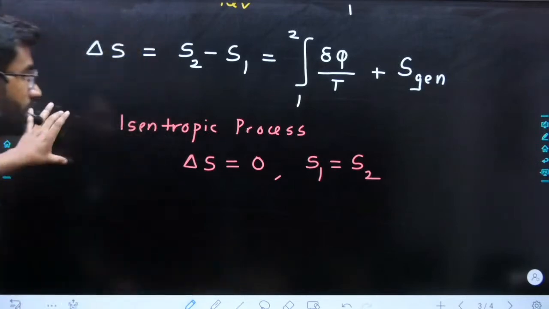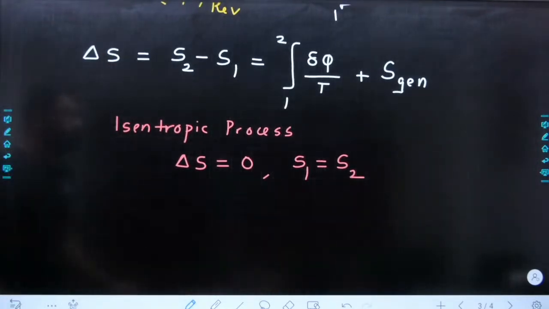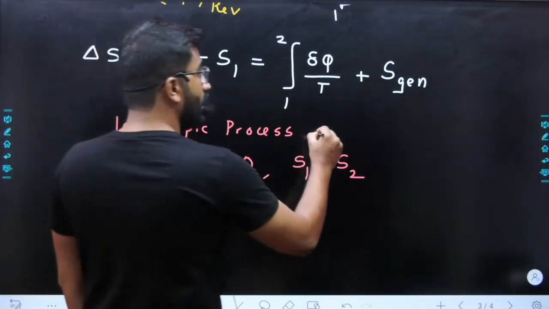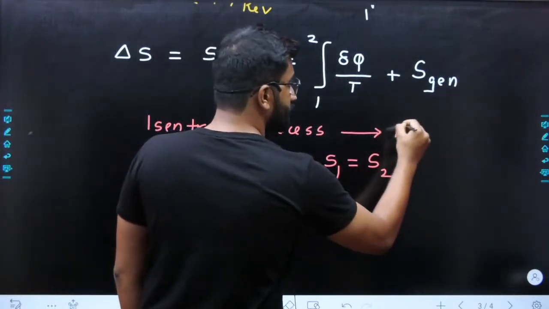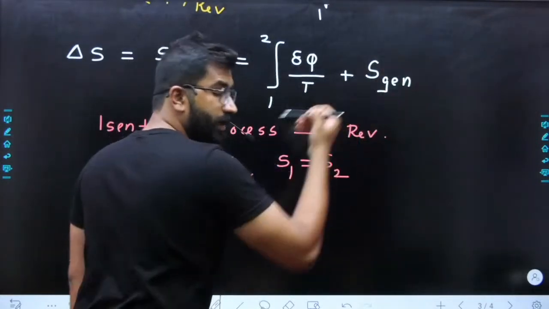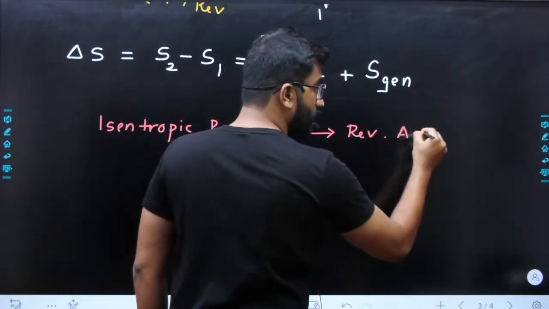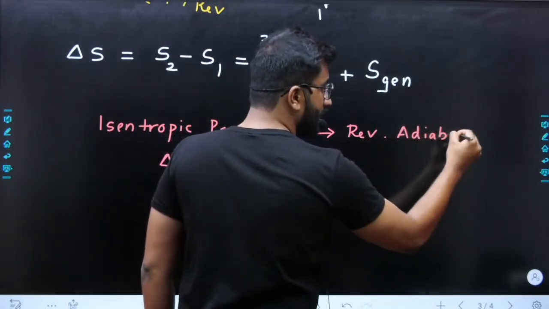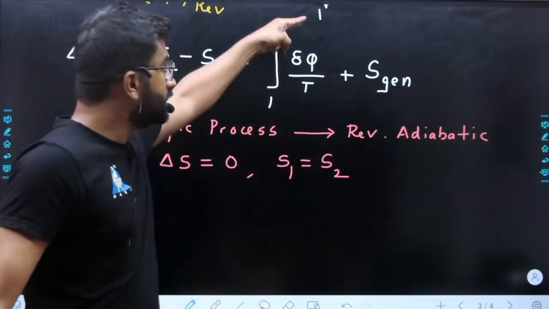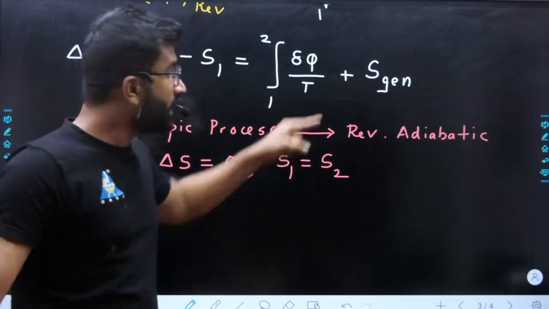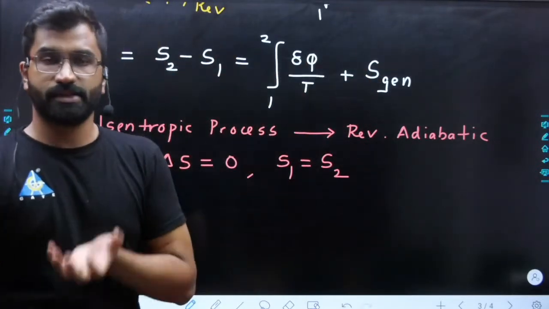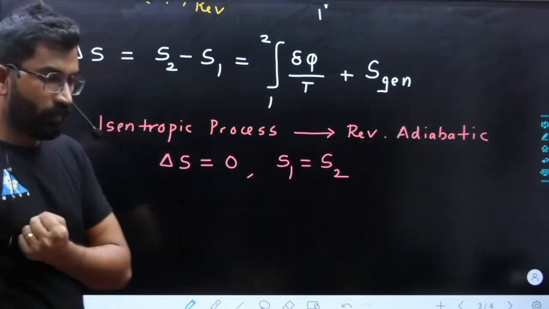Now, isentropic process. When can the process be isentropic? The process can be isentropic if it is a reversible process. If it is reversible, S generation is 0. If it is also an adiabatic process, that is, a reversible adiabatic process, then del Q is 0 and S generation is also 0. Then we can call it an isentropic process. Entropy will be constant.